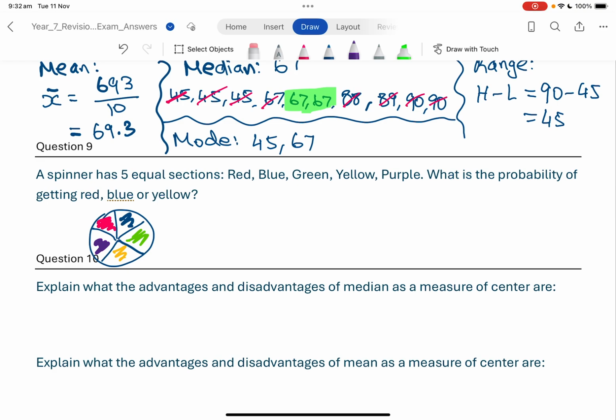What is the probability of getting red, blue, or yellow? So once again, proper notation, probability of red, blue, or yellow. Well, that's 3 different outcomes on that spinner. 3 different outcomes out of the 5 possible outcomes. So that's my probability. Once again, if you had said 60% or 0.6, you would have been just as accurate, but we don't need to say that as well unless the question asks for it, okay?